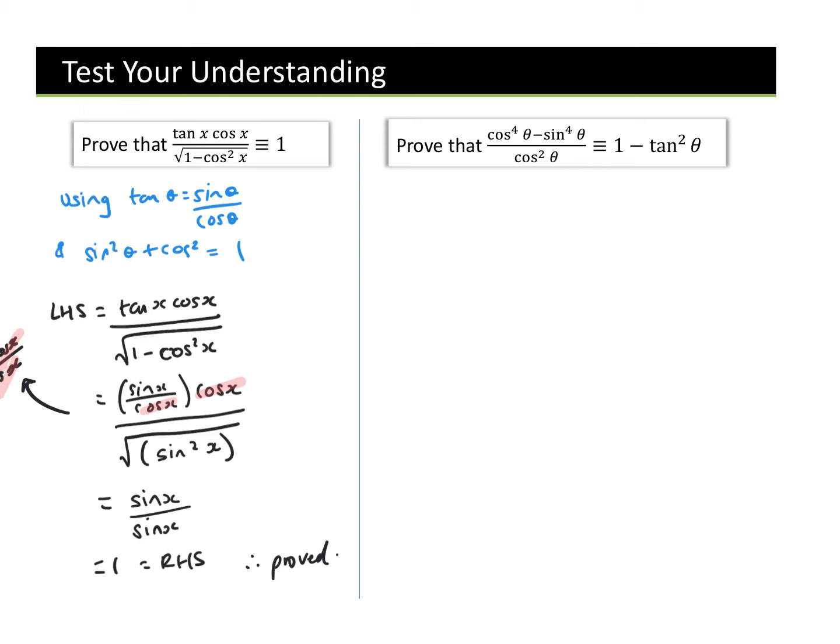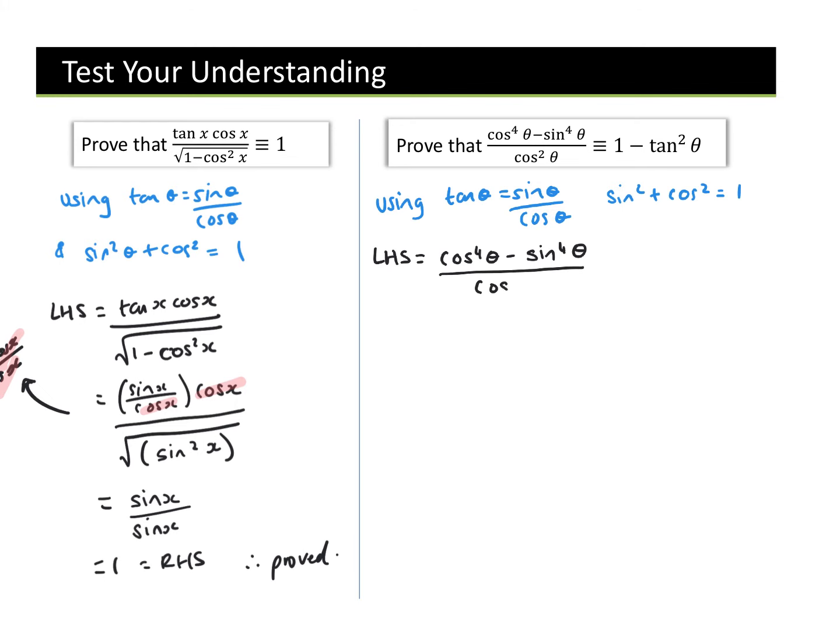So, step 1, make sure you are writing your rules. Use them: tan theta equals sine theta over cos theta, and sine squared plus cos squared equals 1. Then it's really important to write left-hand side equals cos to the power of 4 theta minus sine to the power of 4 theta over cos squared theta.